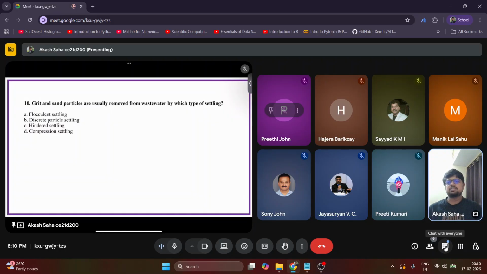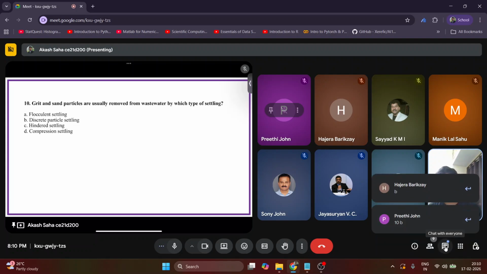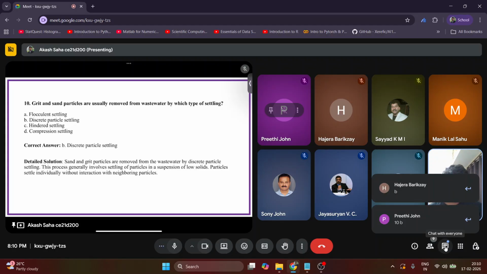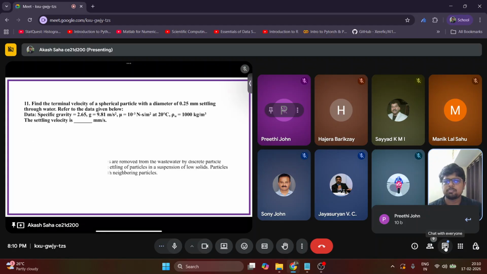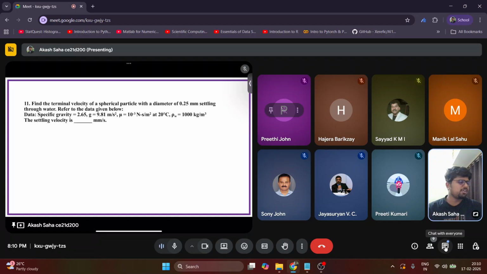Grit and sand particles are usually removed from wastewater by which type of settling? This is very easy, we have talked much about it. So B, discrete particle settling. We have discussed these things in detail. Let's move on. Find the terminal velocity using Stokes law. I think we have solved this enough times, so I am skipping this question for now.